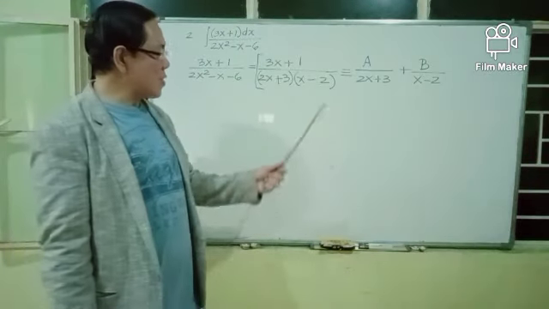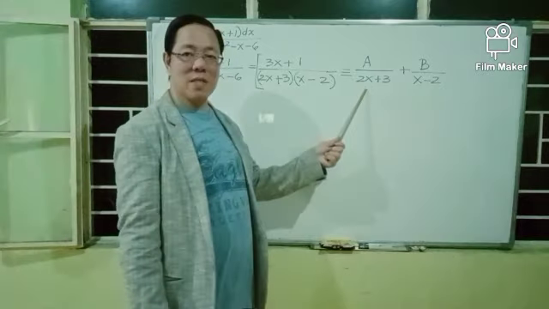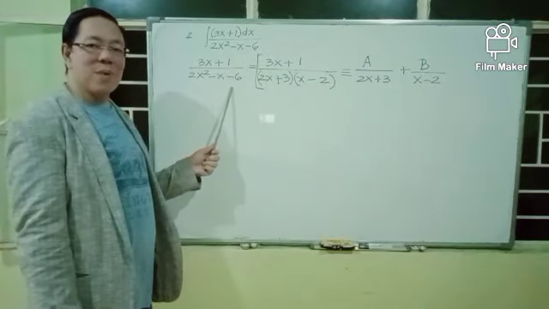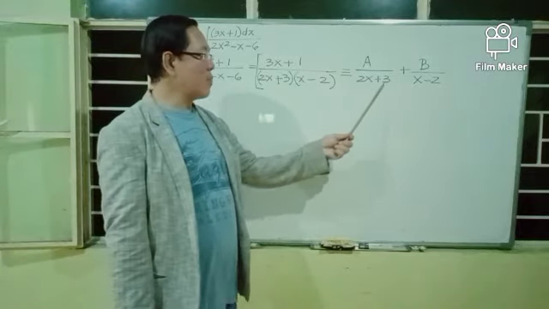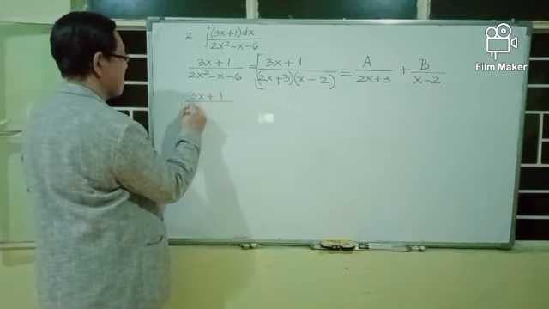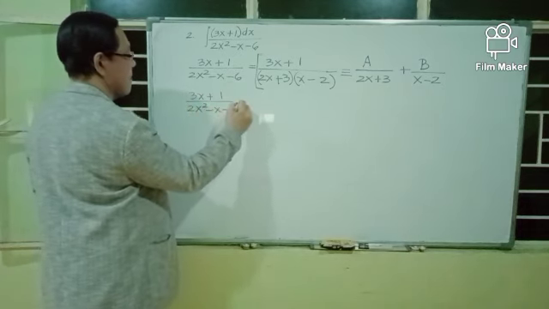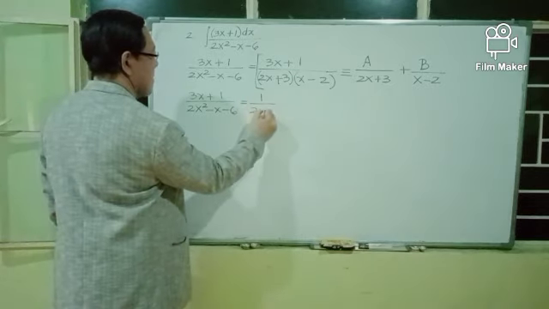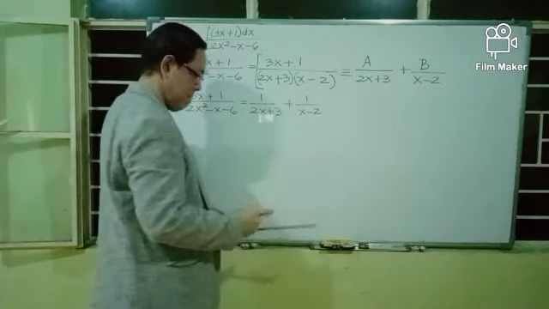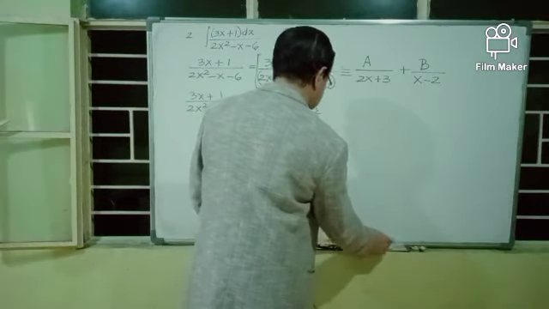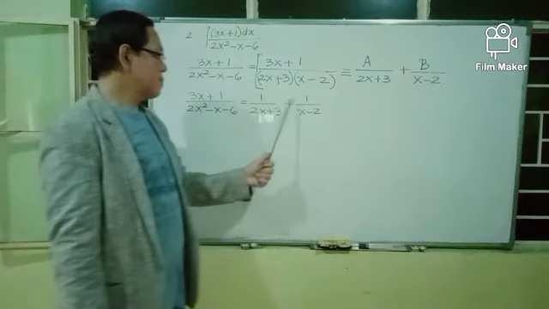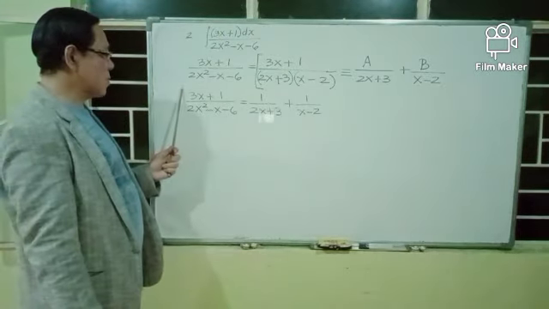We continue. We now substitute the value of a and b, which are both equal to 1, into this expression of the sum of partial fractions. Now we write the integrand 3x plus 1 over 2x squared minus x minus 6 is equal to 1 over 2x plus 3 plus 1 over x minus 2. I have substituted the value of a, 1, and the value of b, 1. After the substitution, we integrate both sides of this equation.